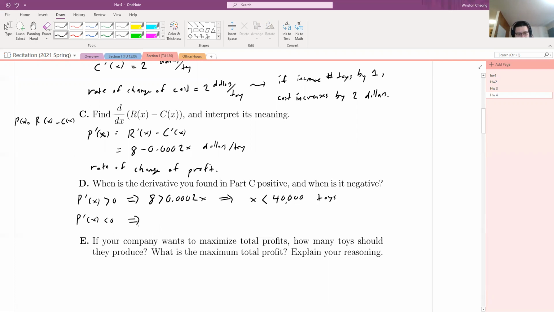And then for the other inequality, you just swap the inequalities, and that implies x is greater than 40,000 toys.